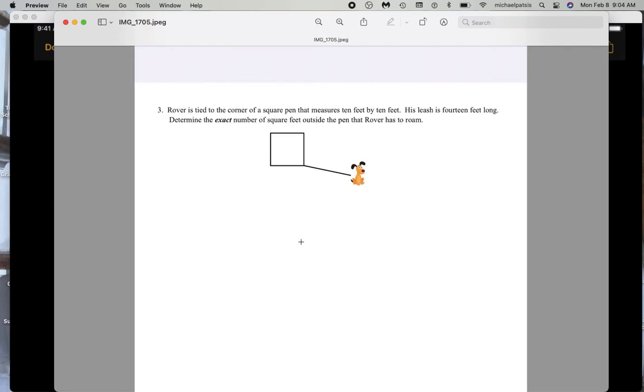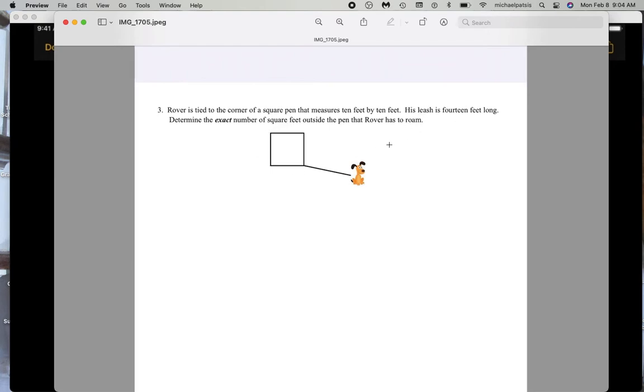Okay, we're presented this problem where Rover is tied to the corner of a square pen. Now, when I read math problems, whenever I see square, I immediately remind myself that all these sides are going to be the same. Because here they tell you that it measures 10 by 10 feet. Sometimes they just give you one side, which is 10, and you have to just remember that if it's a square, they are all 10.